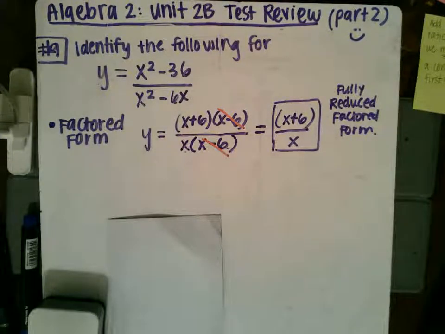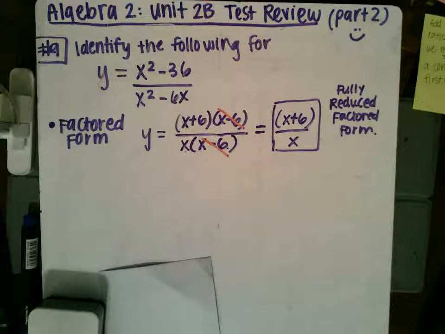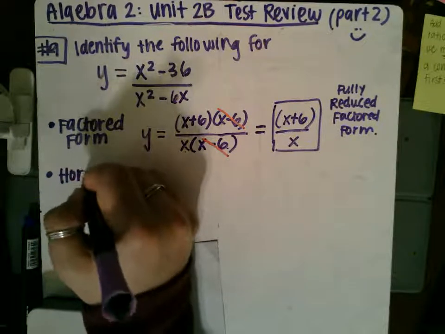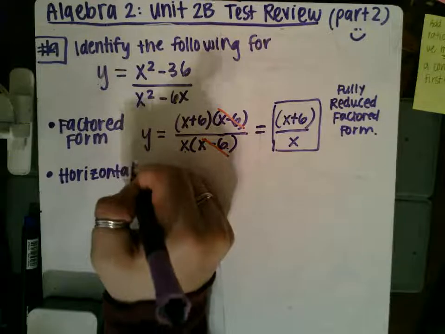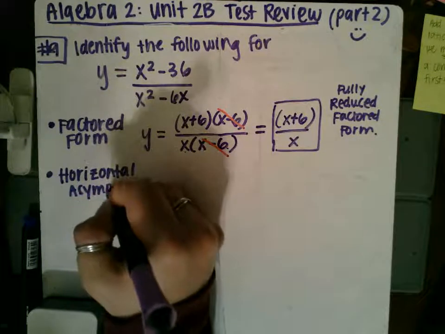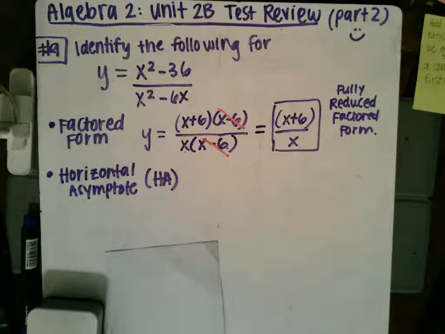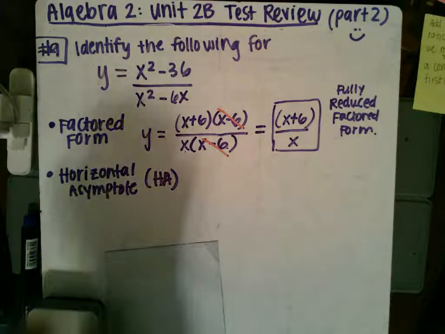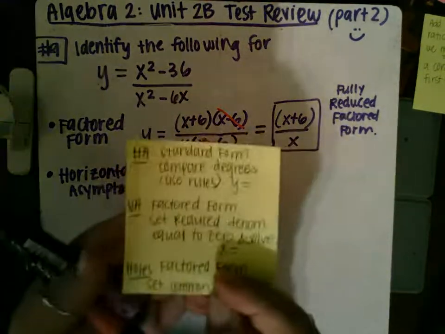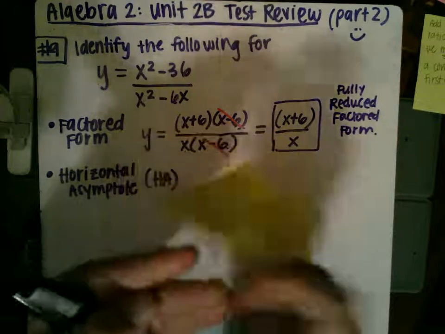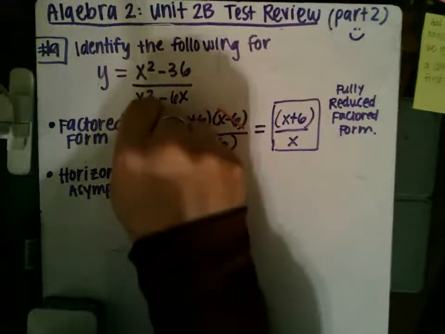Okay. So first question said, identify the factored form. Boom, we handled it. The second question asked us to identify the horizontal asymptote, or the HA, as I like to abbreviate it because I am lazy. Horizontal asymptote. Now remember, from our sticky note rules, horizontal asymptote has to be in standard form, and we have to compare the degrees and use the rules. So I don't want factored form, I want standard form.